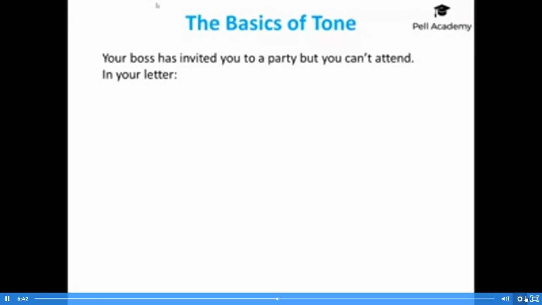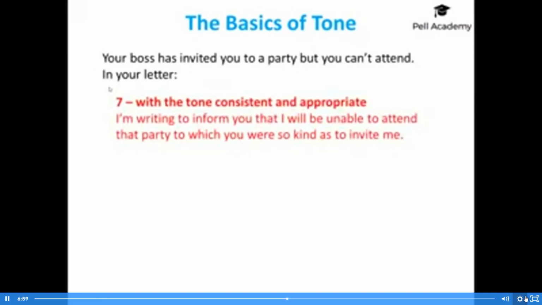So imagine this is the opening question statement in your Task 1 letter. Your boss has invited you to a party, but you can't attend. In your letter, you'll have the three bullet points here, but we're not really concerned with that right now. So for Band 7 for task achievement, I said the tone is consistent and appropriate. So I would paraphrase this sentence. This would be my first paragraph in the letter.